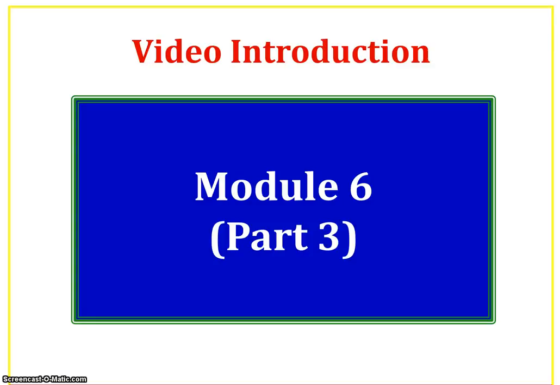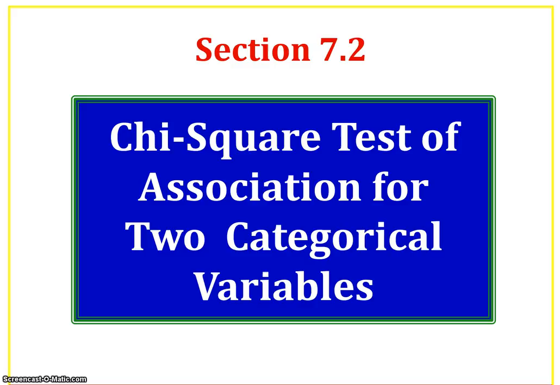Introduction to Module 6. In this video, we will learn how to use a chi-square test to test for an association between two categorical variables.